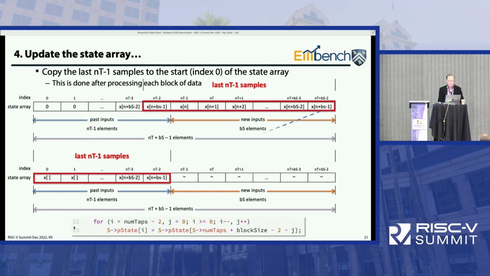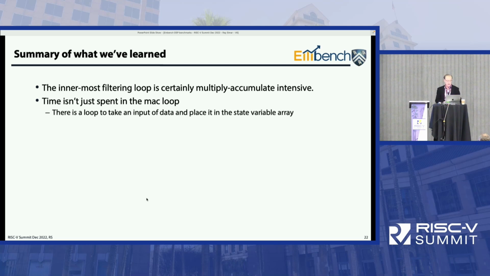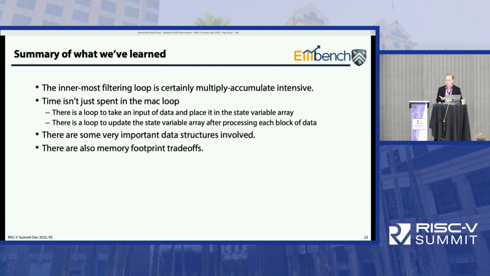So what ends up happening as we look at this whole thing, the innermost loop is certainly multiply accumulate intensive, but that's not the only thing we spend time in. There's a loop that has to take the input data and put it in the right location. We have a loop to update the state variable. So all of those other loop-based operations besides the multiply accumulate will enter into the benchmark. And there's some very important data structures, okay?